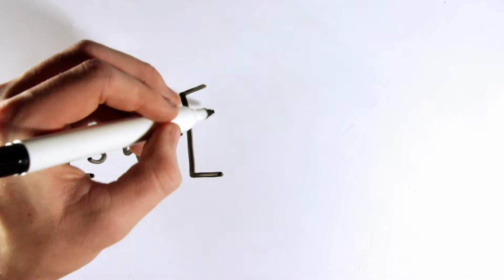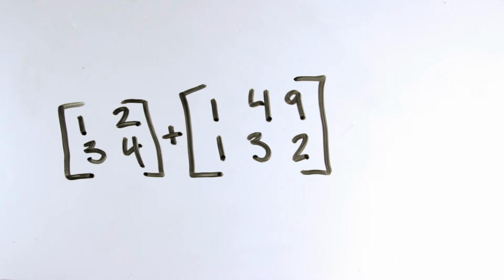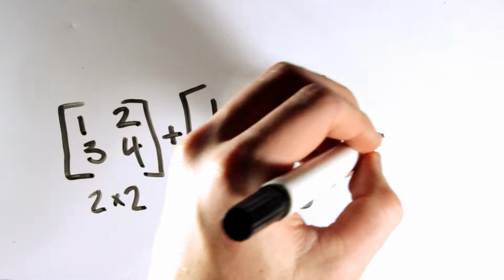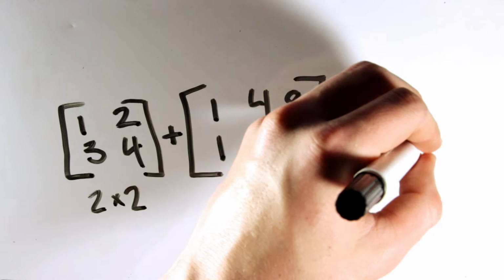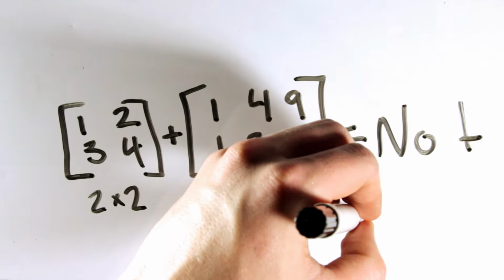Addition between matrices is also very simple. The first things you check are the dimensions of the matrices. In this example, you have a 2 by 2 matrix and a 2 by 3 matrix. Because these two matrices do not have the same dimensions, they will not add, resulting in a solution of not possible.